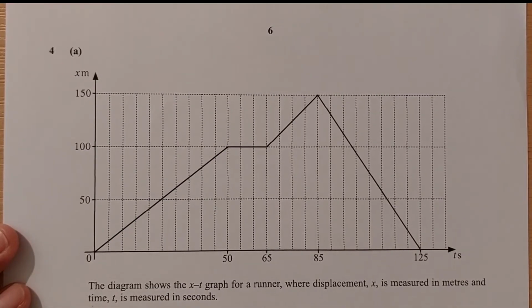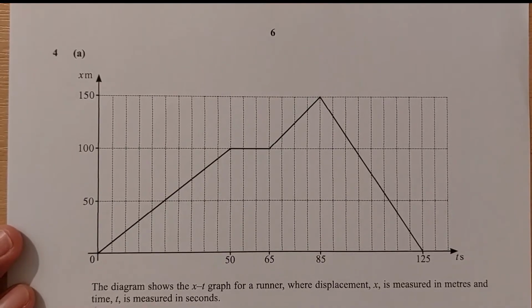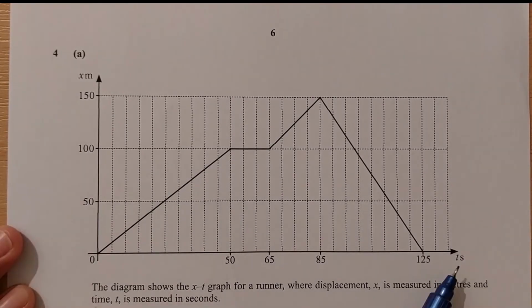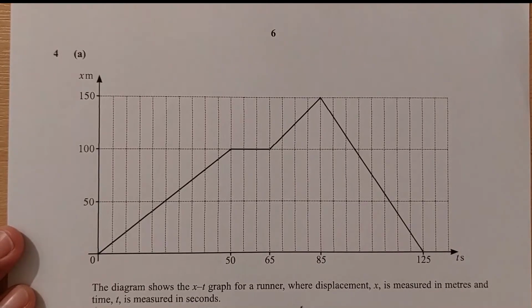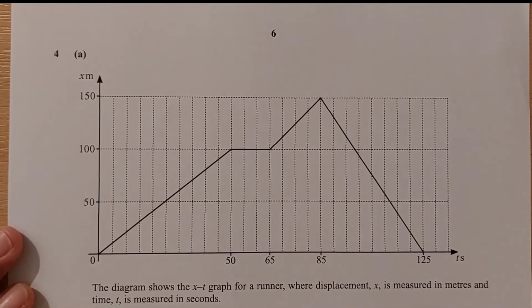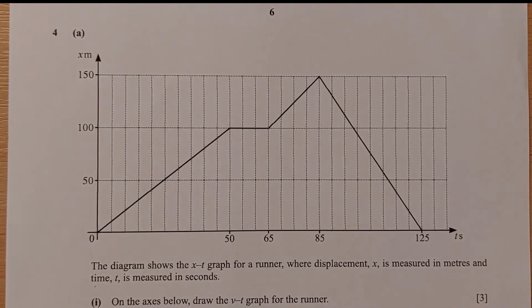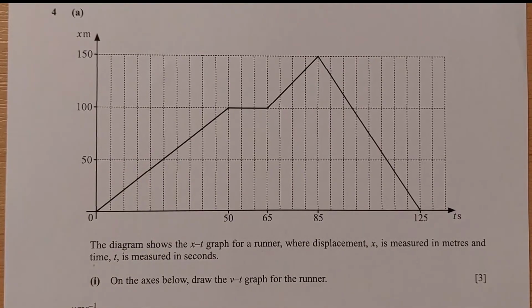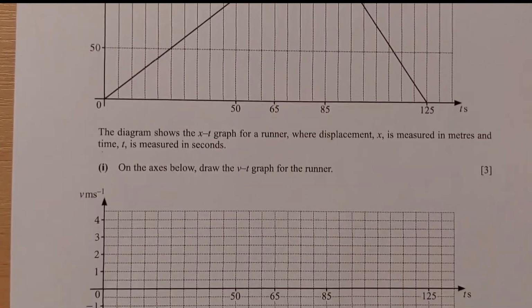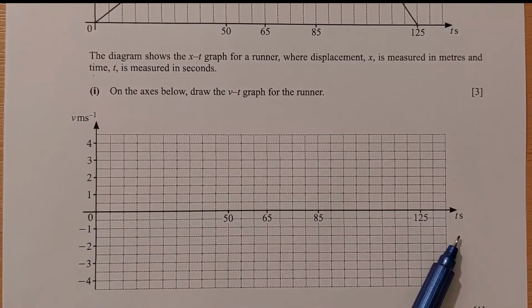Question number 4 in A part, the diagram shows the xt graph for a runner. X is the displacement and t is the time, a displacement time graph, where displacement x is measured in meters and time t is measured in seconds. Now for the first part, on the axis below, draw the velocity time graph for the runner. Okay, so here we have to draw the velocity time graph, velocity and the time.